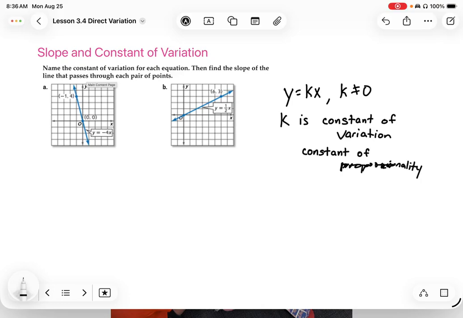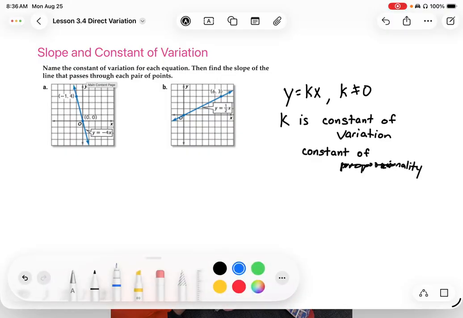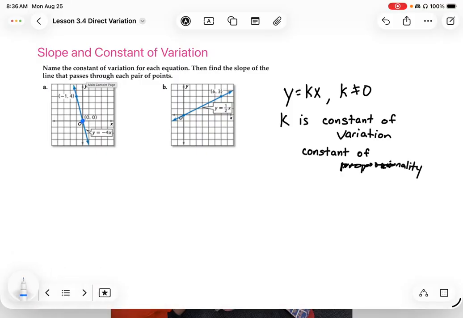And so you can think of a direct variation equation as being like any linear equation, except the direct variation equation always goes through the origin. Every direct variation graph goes through the origin. So it's got a slope and it always goes through the origin.